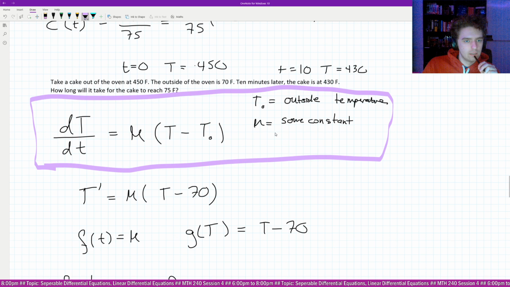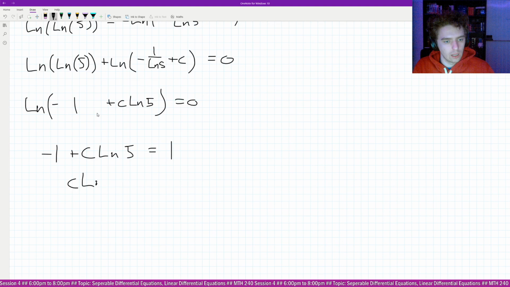Now, e to the power of both sides is going to be negative 1 plus c ln 5 equals e to the 0, which is 1. Add 1 on both sides, c ln 5 equals 2. c equals 2 over ln 5. And I think that's right.